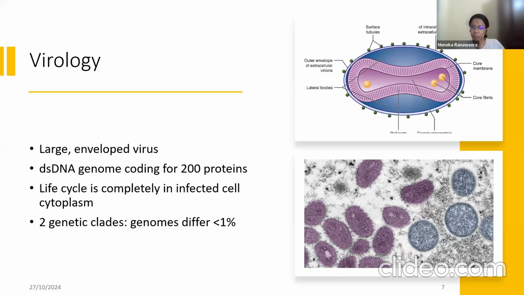Again, that tells us that this is actually a very stable virus and can survive outside for a longer time. And the entire life cycle is completed within the cell cytoplasm, which is slightly unusual for DNA viruses. But this also means that there is no latency phase for this particular virus. Now, something of interest is the differences in the clades. So there are 2 different clades that are known for this monkeypox virus.